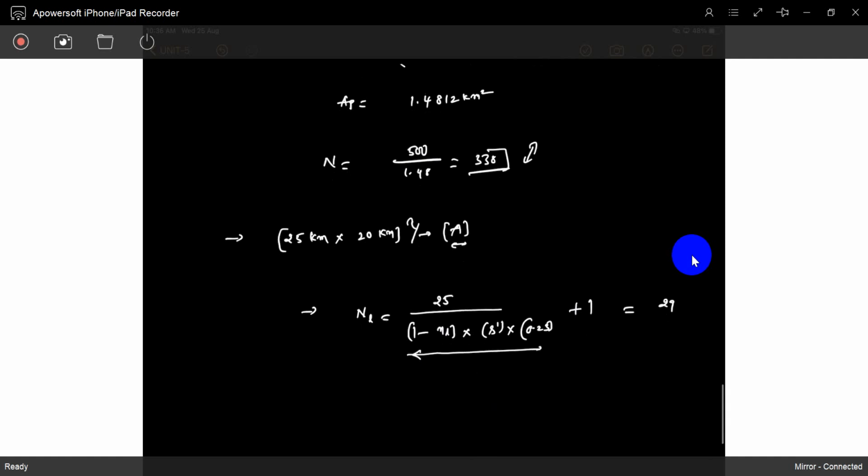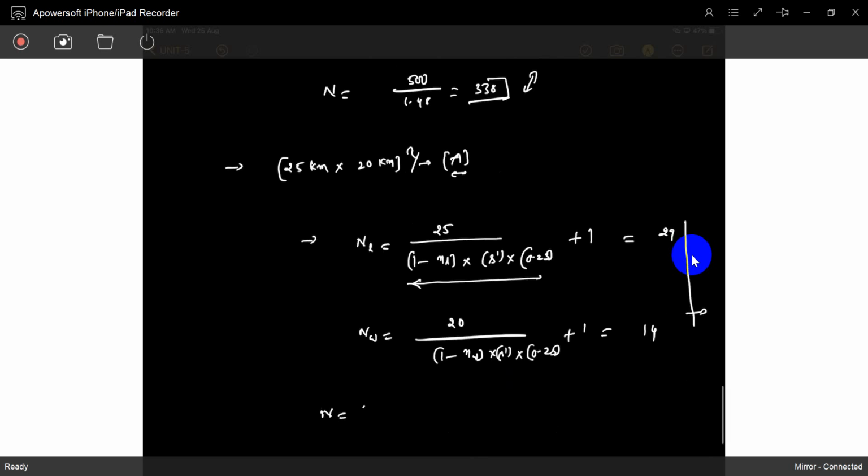And widthwise also, if you take 20 divided by the widthwise scale coverage, and the width of the photo plus 1, it will come to 13 point something, so 14. So the number of photographs required is 29 into 14, which is 406.